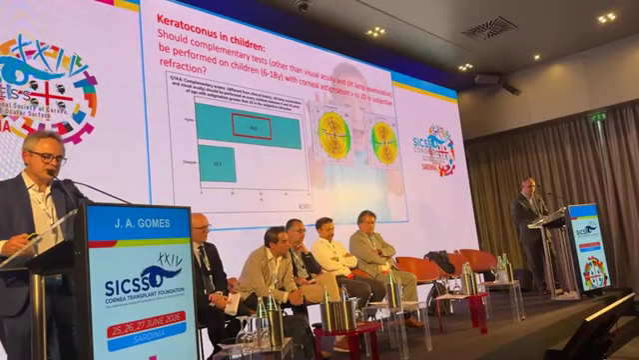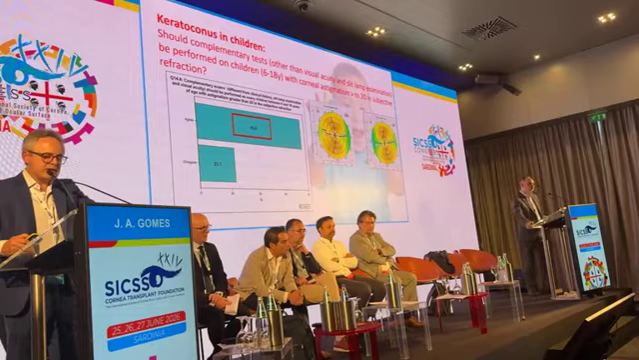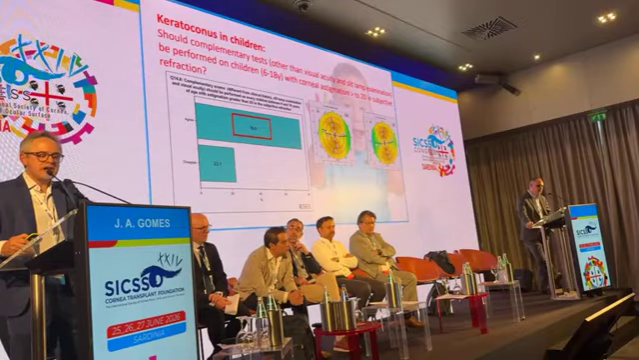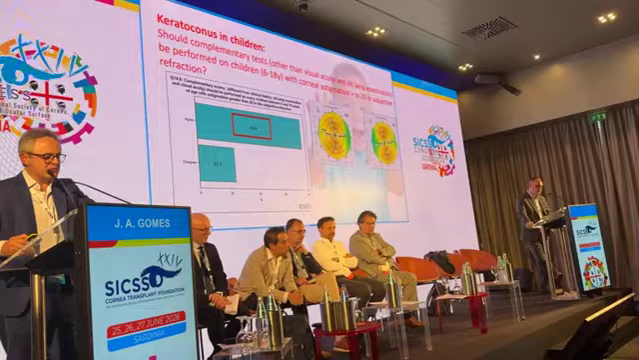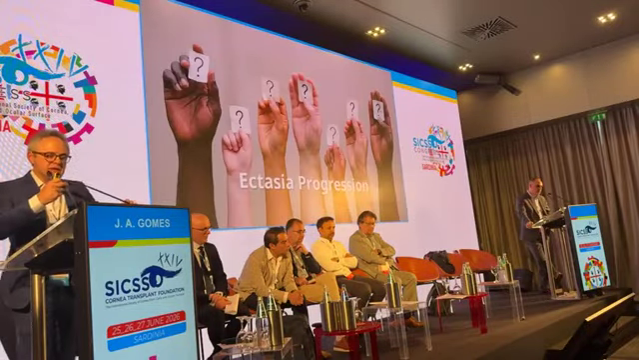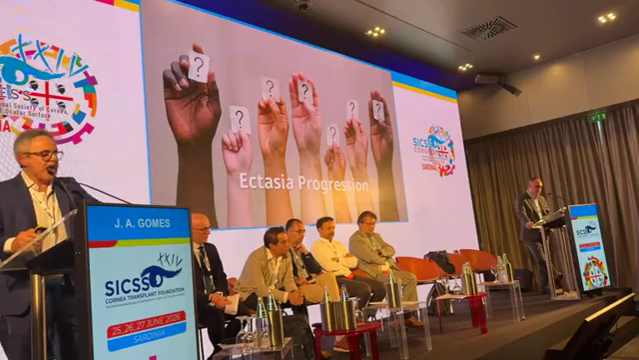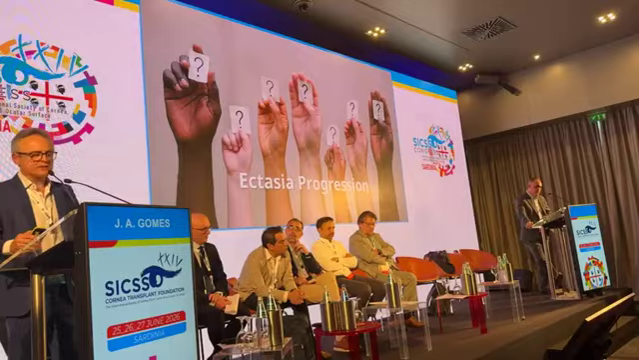In terms of keratoconus in children, the first panel agreed that children with corneal astigmatism of more than 2 diopters in subjective refraction should undergo the complementary tests. So this was consensus.